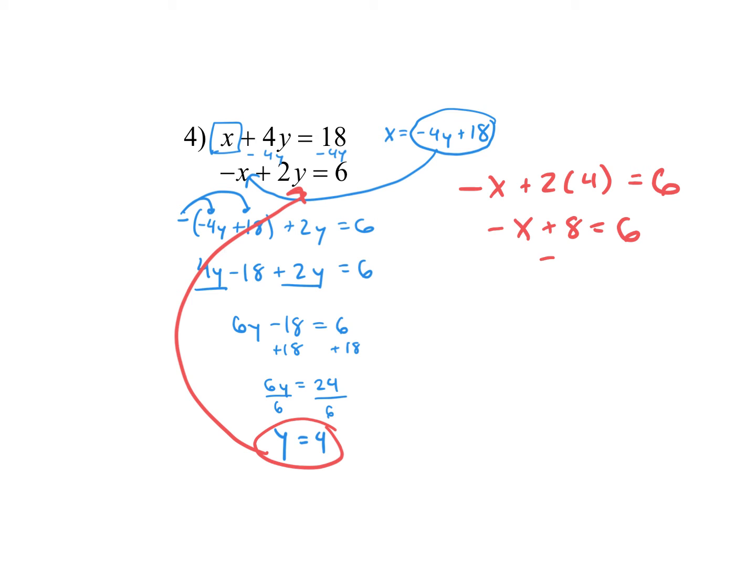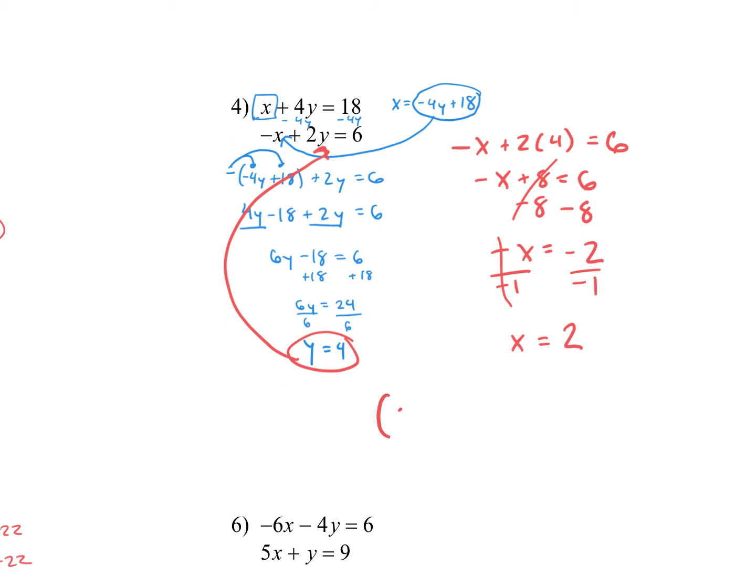Subtract 8. So negative x is equal to, what's 6 minus 8? Negative 2. Am I done? No. What do I have to do? Multiply by negative 1 on both sides, or divide by negative 1. Either way works. What's negative 2 divided by negative 1? Positive 2. How would I write my answer? 2 comma 4. All right, let's look at number 6.